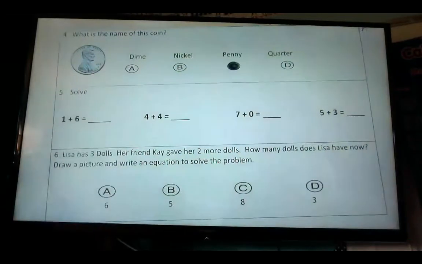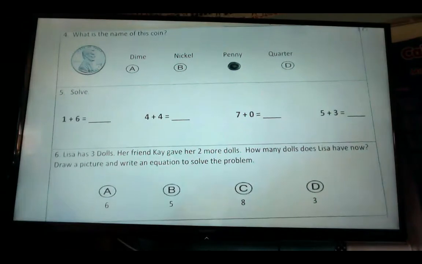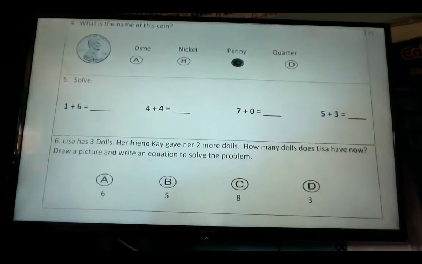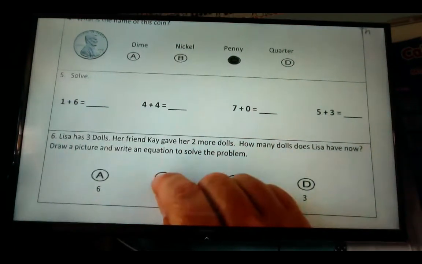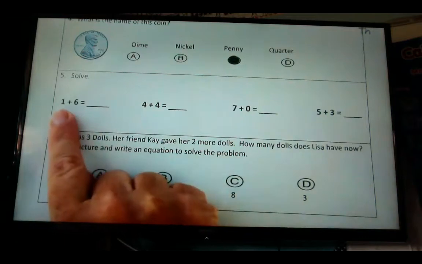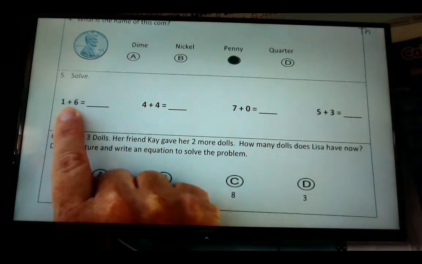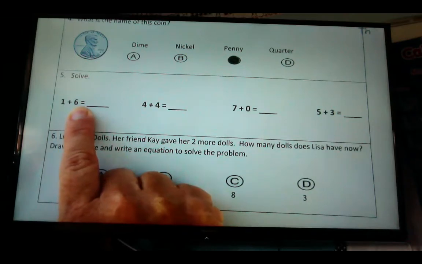Put your finger on number 5. We are going to solve these 4 problems. Let's look at the first problem. Read the equation with me. 1 plus 6 equals blank.